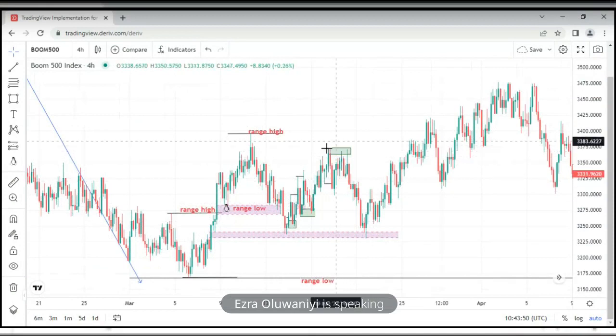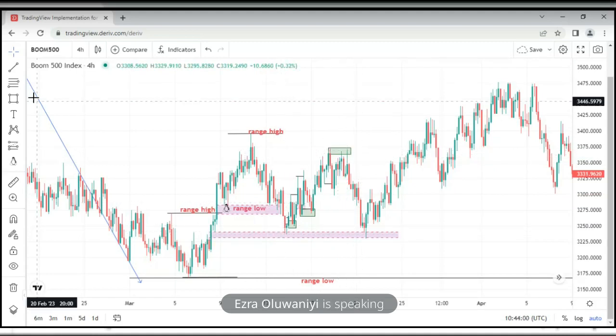Immediately you see price struggling to break this range high on H4, something is fishy. It means that price really wants to go a little to the downside, which made this area a point of inducement, okay?